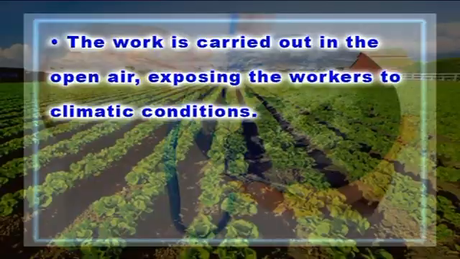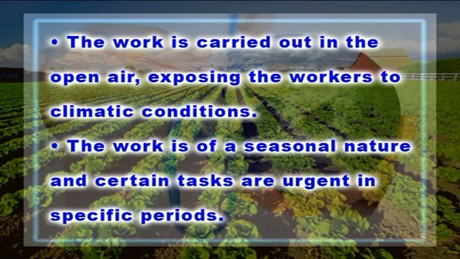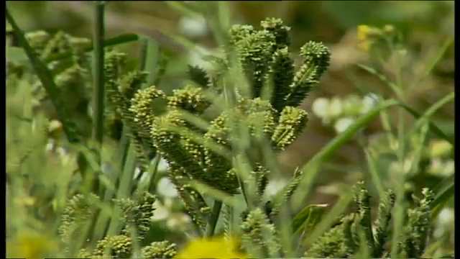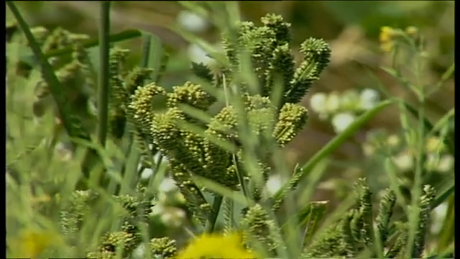The variable working conditions in agriculture can be compressed into some specific features which increase the risk of occupational accidents. They are: the work is carried out in the open air, exposing the workers to climatic conditions. The work is of a seasonal nature and certain tasks are urgent in specific periods. A variety of tasks must be performed by the same person. There is great variation in working postures and the length of the task performed.